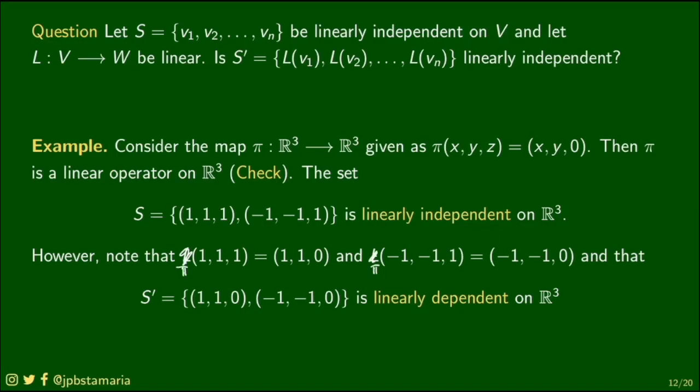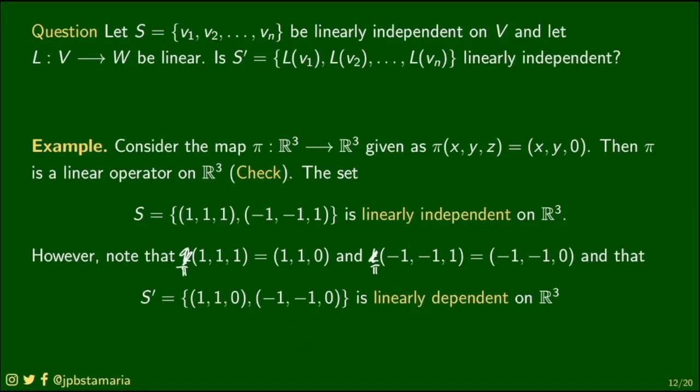The collection of images S prime contains (1, 1, 0) and (-1, -1, 0). But as you can see over here, this set is now linearly dependent. It is because this vector is now an exact multiple of the first vector. In fact, if you multiply this by negative 1, you will get this. Therefore, this is redundant. So the set is linearly dependent.